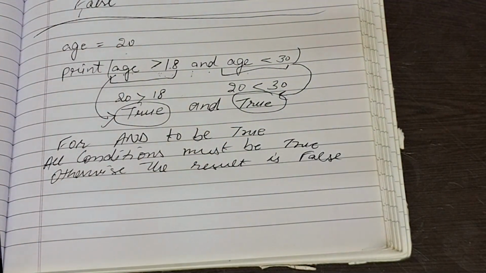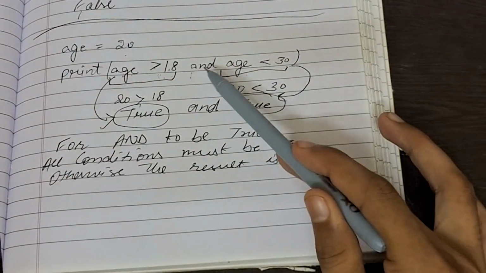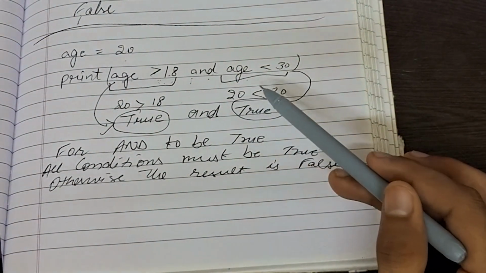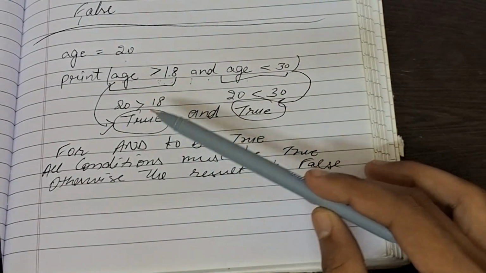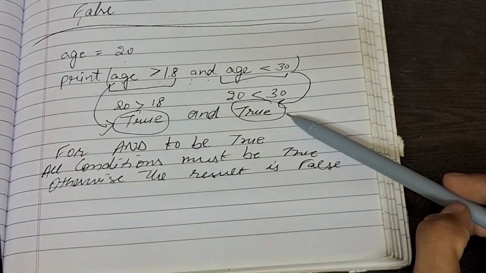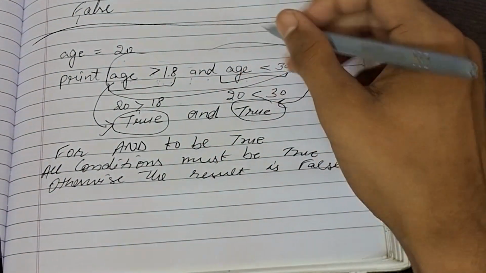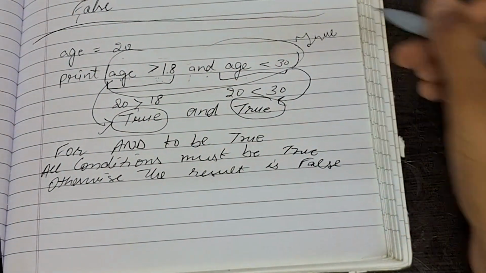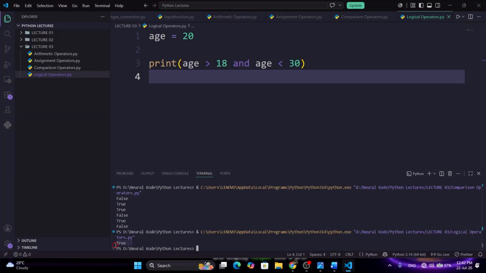So for and to return true, the value of all the conditions must be true. The result of the first is true, the result of the second is also true, so we will get the overall result as true. Let's move to the screen and see. We got true there. So this is how this code is executed.